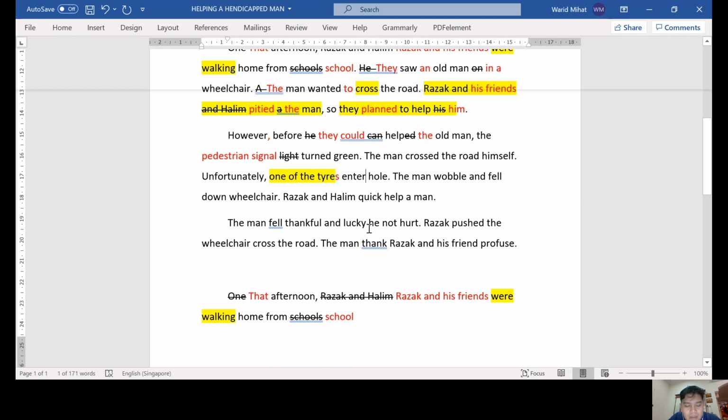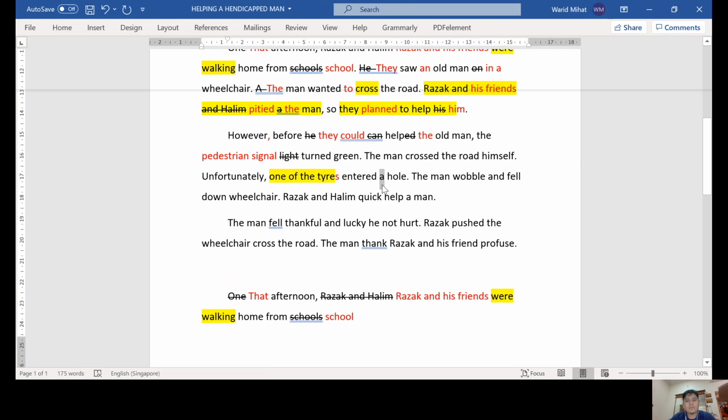Enter. Masuk. Masuk ni apa? Entered lah. Entered hole. Hole ni apa? Hole ni lubang. Lubang kat dalam cerita ni ada banyak tak? Many or just one? Just one. So, what is the rule that you should apply here? Singular noun rule. Okay. So, any singular noun would require what? It would require an article. So, entered a hole.